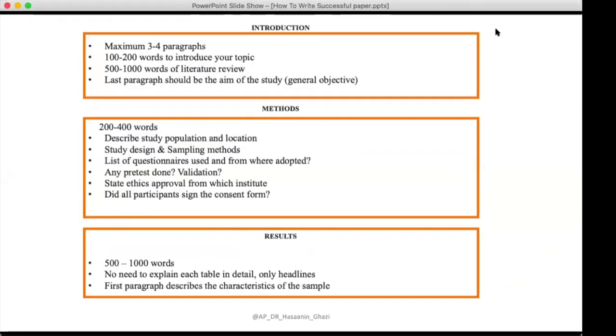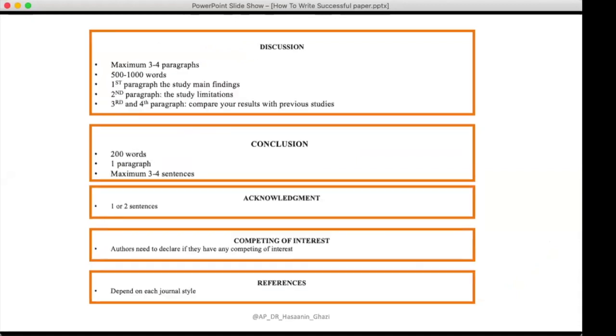The introduction is a maximum of 3 to 4 paragraphs, 100 to 200 words, with 500 to 1000 words of literature review. The methods and results are just a repetition, but this is in a simple way. Then the discussion and conclusion. Of course, you have to put an acknowledgement if you want to acknowledge someone who helped you in this research.